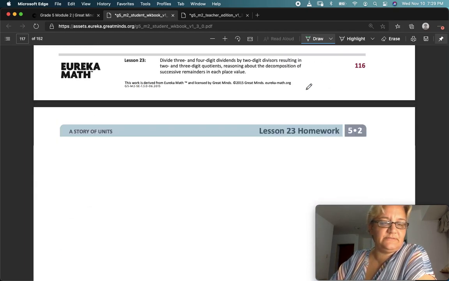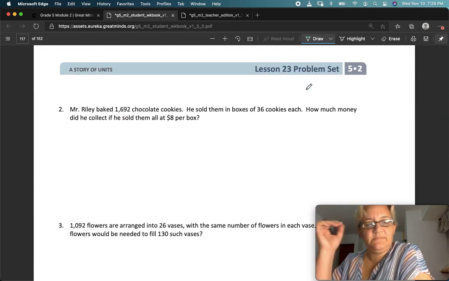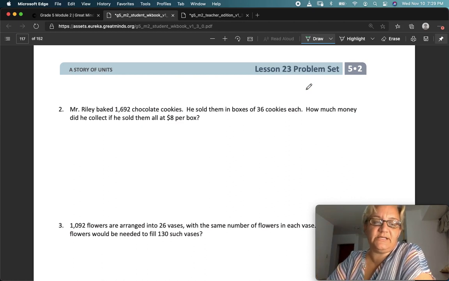Number 2. Okay, there's only 2 pages today. Mr. Riley baked 1,692 chocolate cookies.